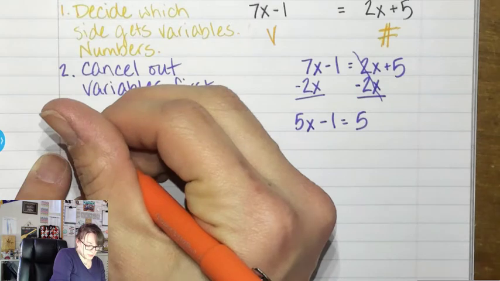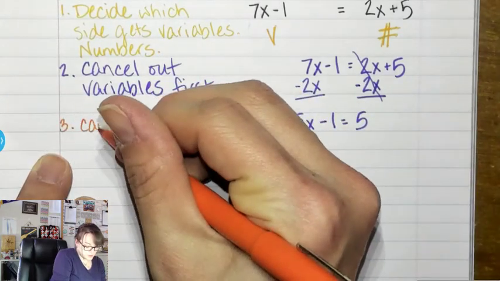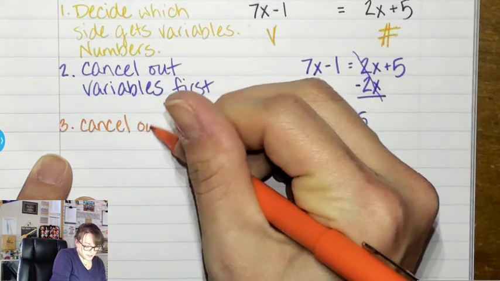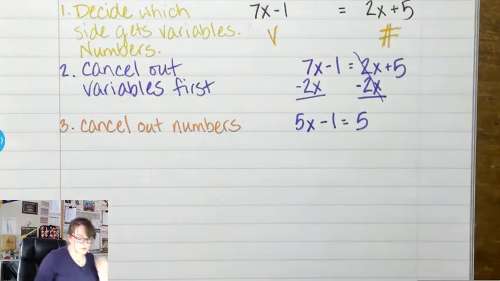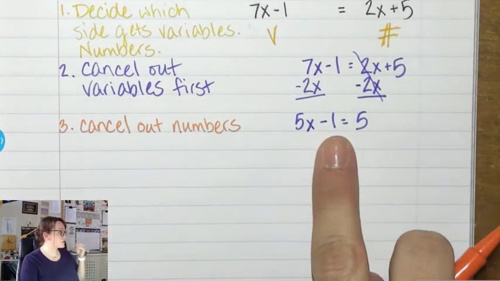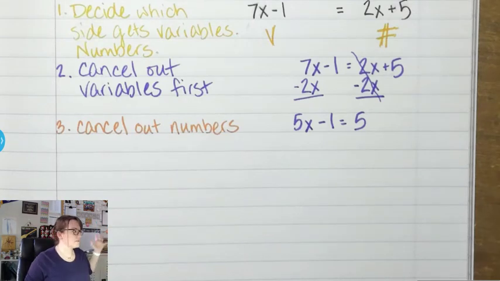Then we're going to cancel out numbers. Step 3, cancel out your numbers next. This is now a 2-step equation. We solve this like we solve any 2-step equation. Once your variables are all on one side, it's just 7th grade math again.